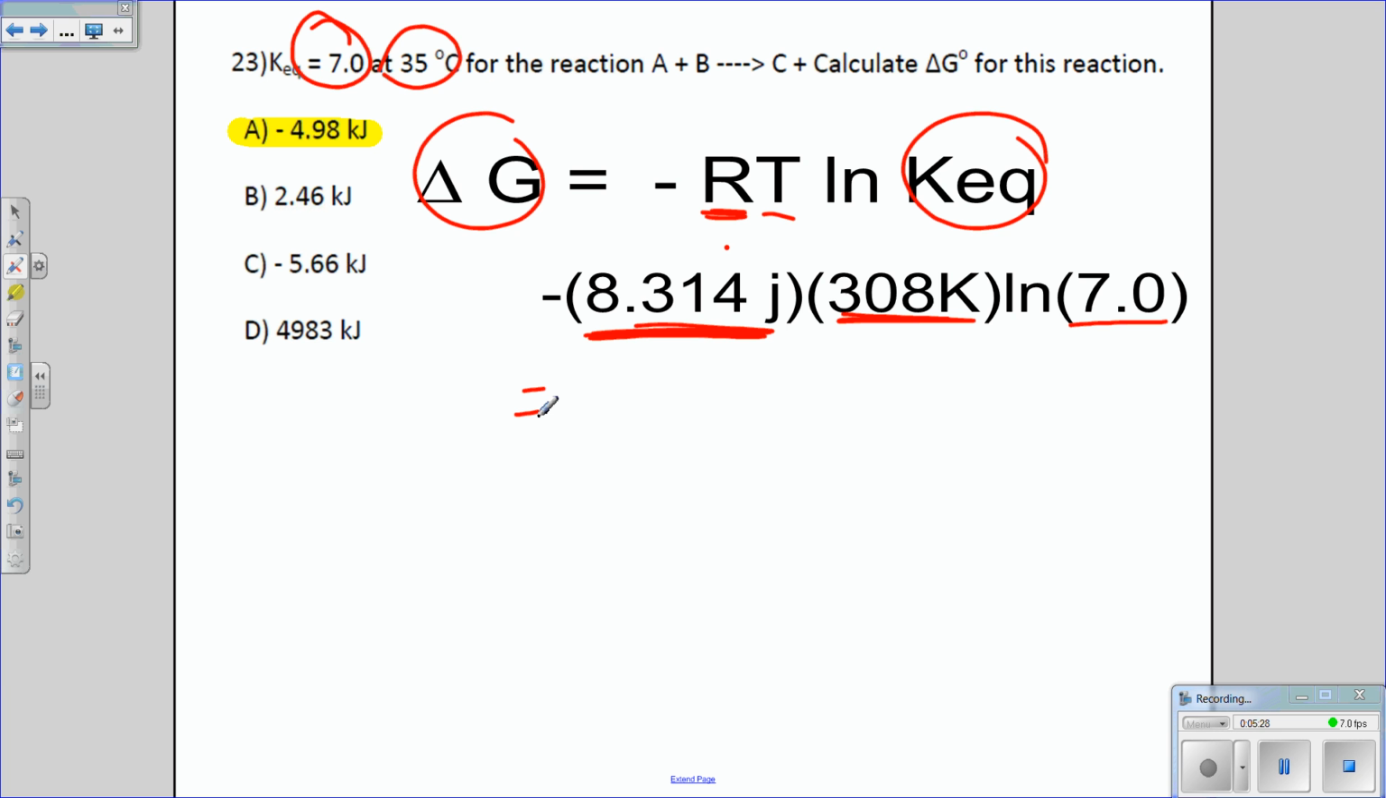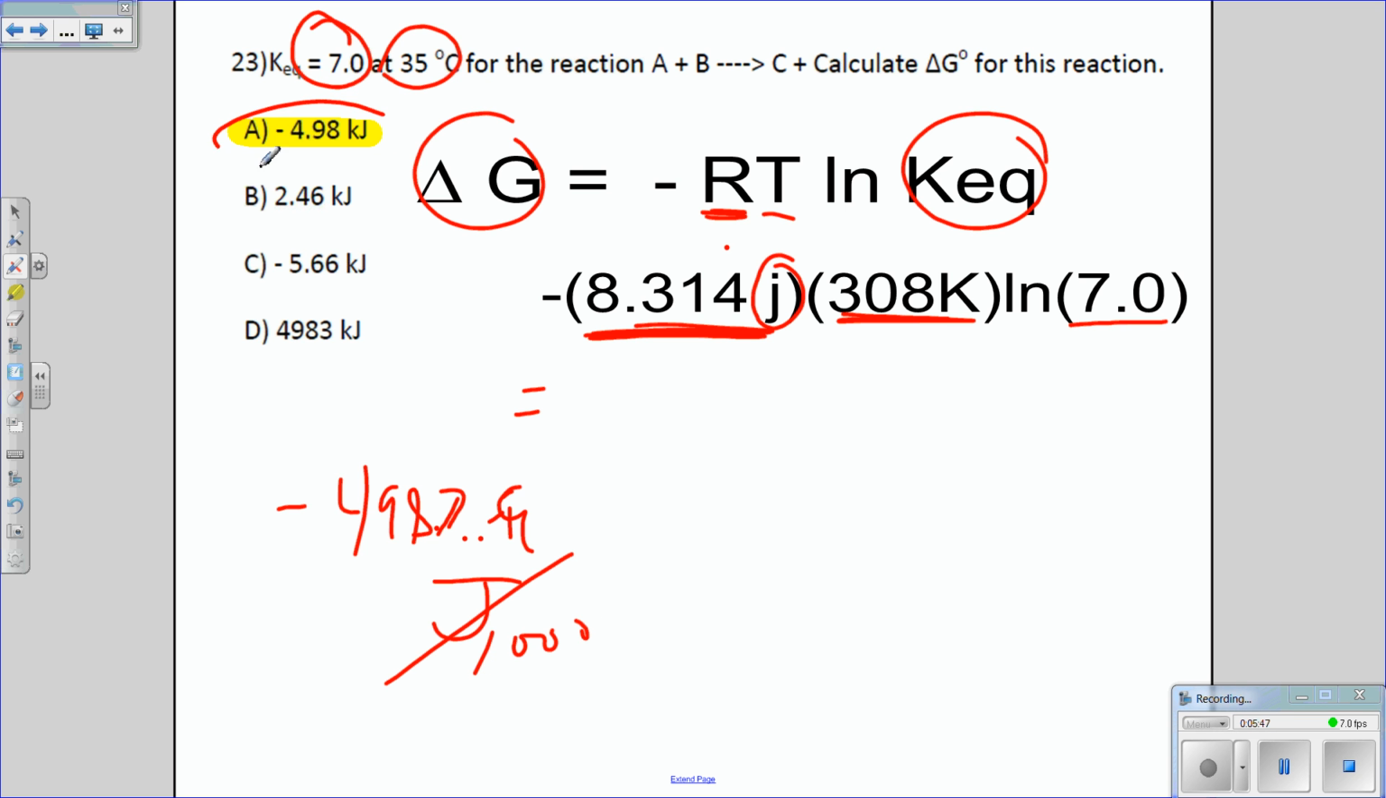negative 4982.9, but that's in joules. So you get negative 4982.9. Because this is in joules, that answer spits out in joules. So then what you have to do is adjust it to kilojoules. You just divide by 1,000 and you get your answer A.